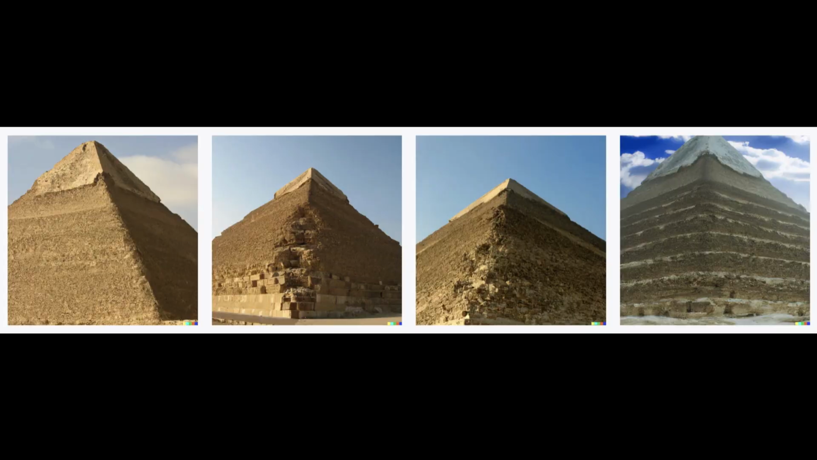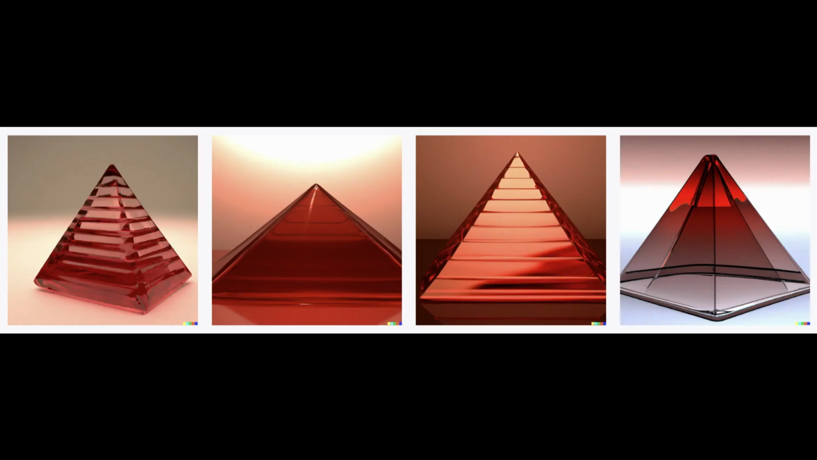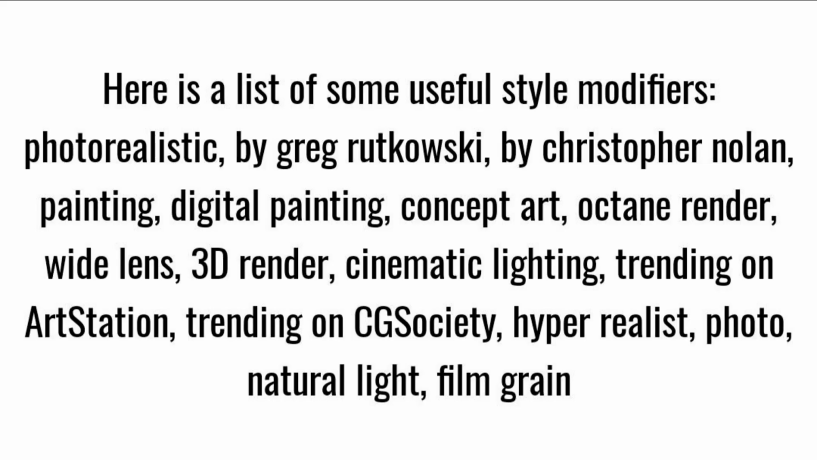Example. Here are a few pyramids generated by DALL-E, with the prompt "pyramid". Here are a few pyramids generated by DALL-E, with the prompt "a pyramid made of glass, rendered in Unity and tinted red", which uses 3 style modifiers. Here is a list of some useful style modifiers.